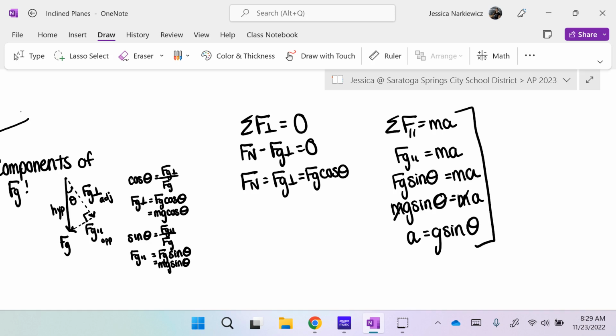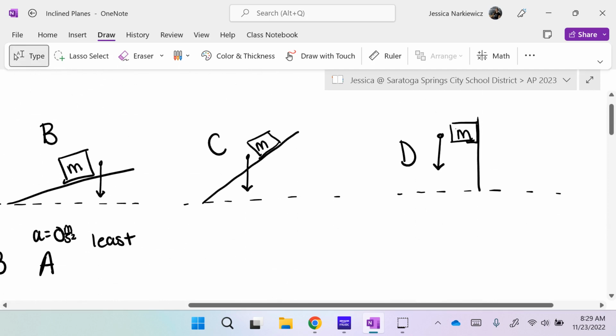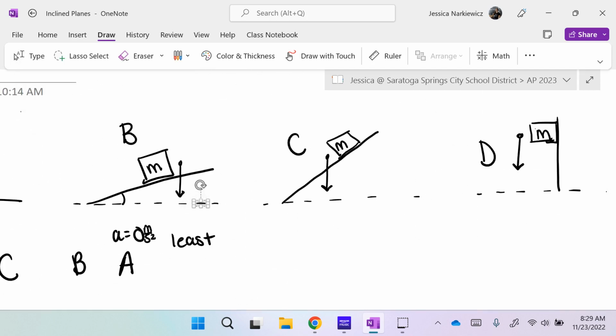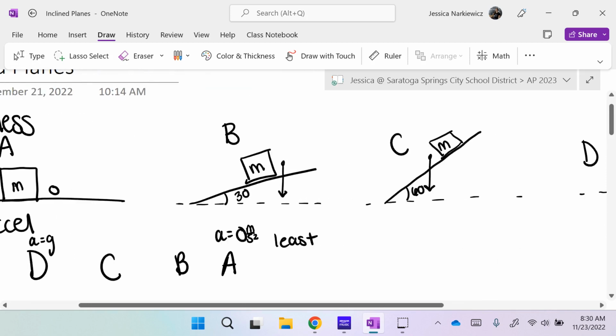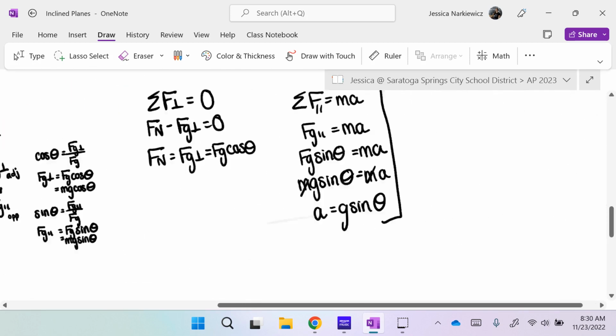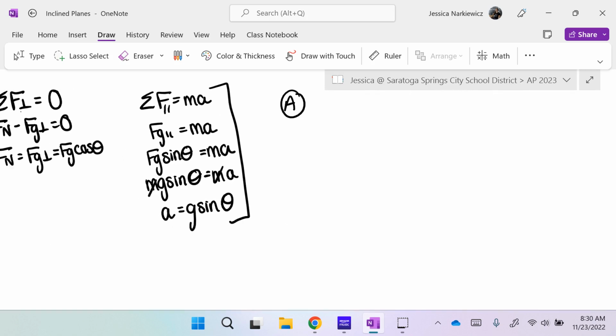So let's see if this equation matches with what we know up here, right? So let's kind of assign some angles. Let's say this is 30, this is 60. So this incline would be at 90, and this incline would be at 0. So for A, that nice flat surface, I don't really have a parallel or perpendicular direction, but if I plug in the sine of 0, the sine of 0 is 0, so that gives me 0 acceleration, like we predicted.